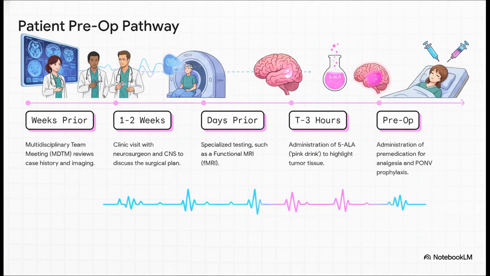Okay, now look at this timeline. It's pretty amazing how much work goes into this before the patient even sees the inside of an OR. This is not a procedure you just decide to do on a Tuesday. We're talking weeks of planning, multidisciplinary team meetings, and super specialized imaging like functional MRIs. They might even give the patient this pink drink, 5-ALA, which makes the tumor glow under a special light for the surgeon. So the patient isn't just medically ready, they're also psychologically prepped for this unique experience. For us, knowing all this background is absolutely crucial. It informs every single decision we're about to make.